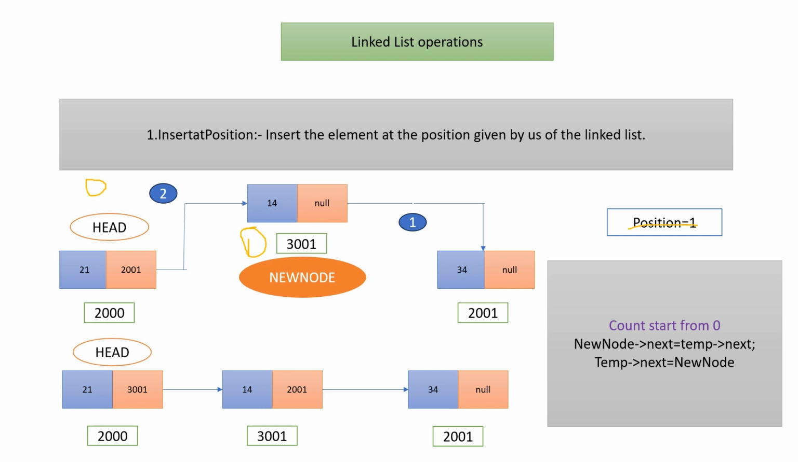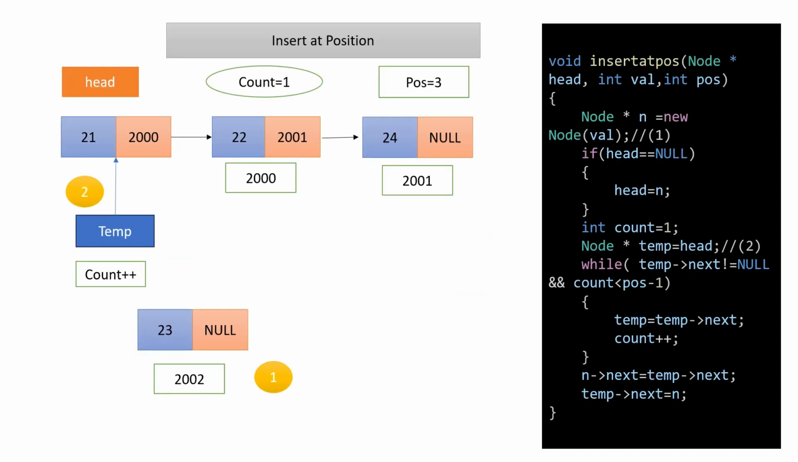And then the first step is to connect the new node to our temporary next node. The first step must be this, because if we connect our temp node with our new node first, then we lose our previous node. So that's why we need to go in sequence. First we connect the new node to our temp next node, and then we connect our temp next to our new node. So this is how insertion at a particular position of a node is done in the linked list. So let's move forward.